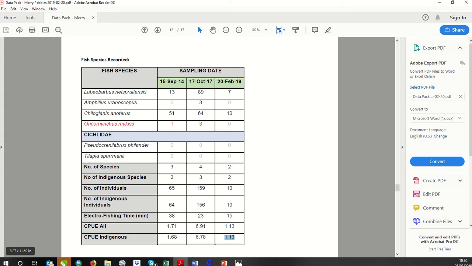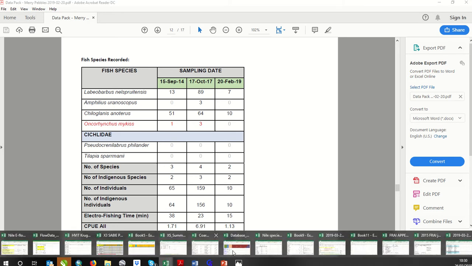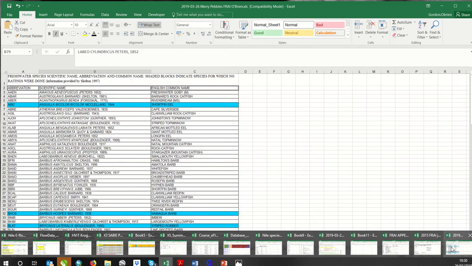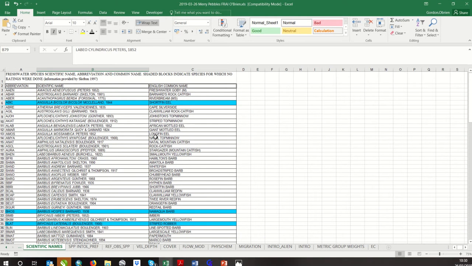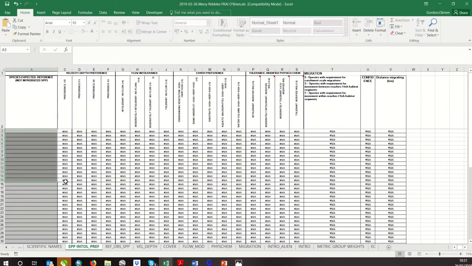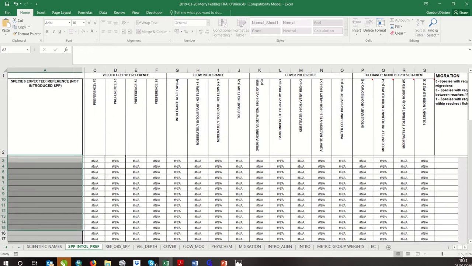So what we need to do now is go and apply our FRAI assessment. And there's a few things that I want to show you. This is the FRAI tool. So it is an Excel-based tool. And you can see this is, I'm going to start with the old FRAI 1. And then I'm going to just use FRAI 2.0 a little bit later just to give you an idea of the differences. So it starts with the scientific names. You've got your intolerant species table. Let me just make it a little bit bigger.